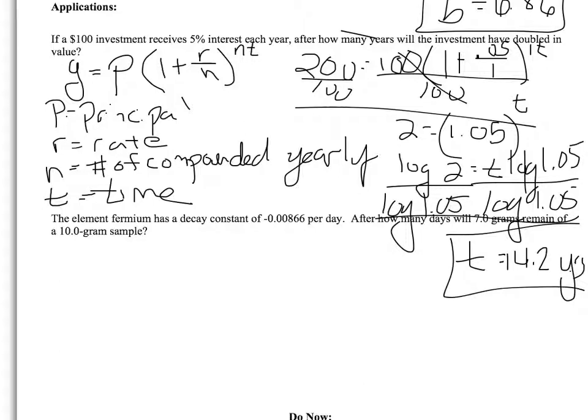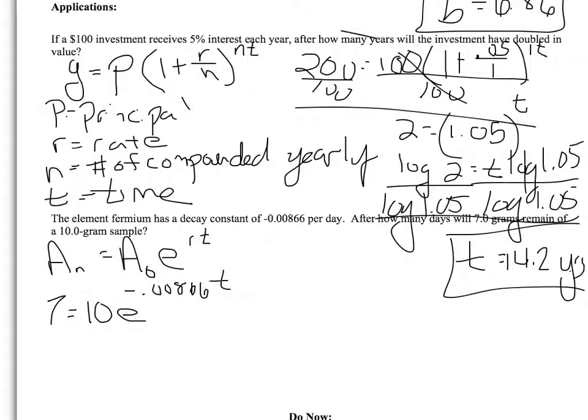The next one, an element decays at a certain rate per day. After how many days will 7 grams remain from a 10-gram sample? This is the formula, and again, they have to give you a formula. A sub n equals A sub 0 times e to the rt. A sub n is the amount at the end. A sub 0 is the initial amount. r is the rate, t is time. So the amount at the end is 7. The initial amount is 10. e is that button in your calculator. The rate is negative 0.00866 t.